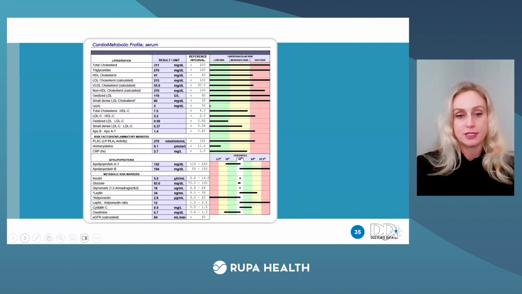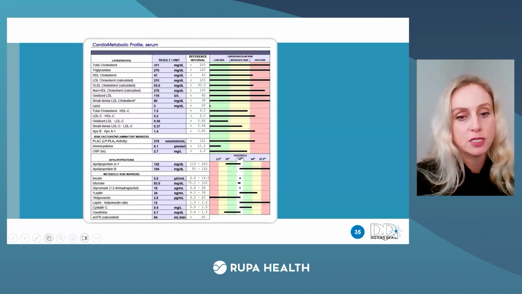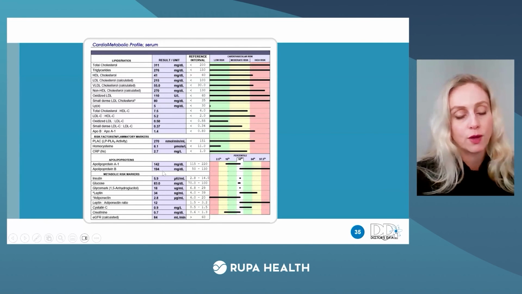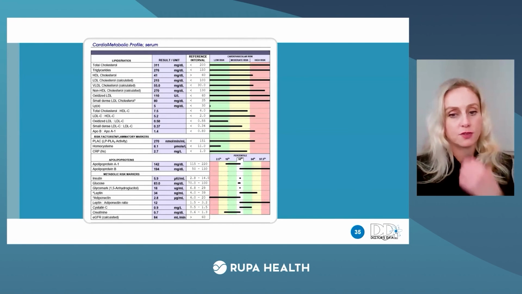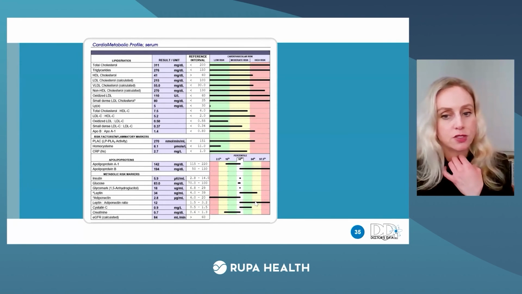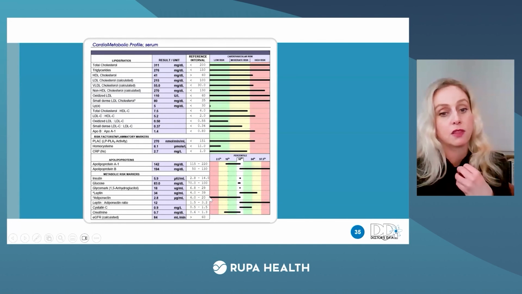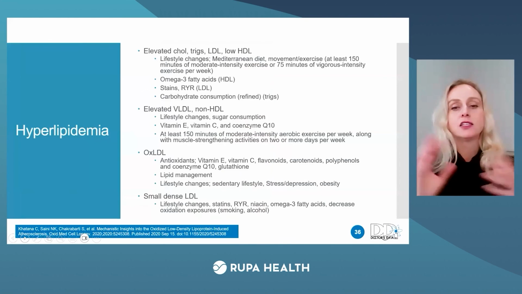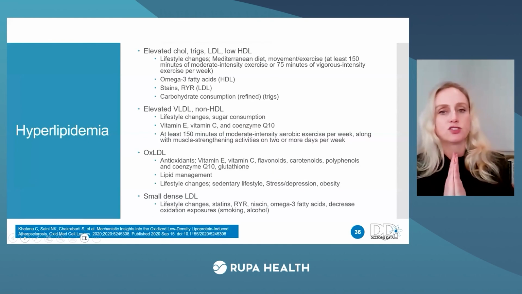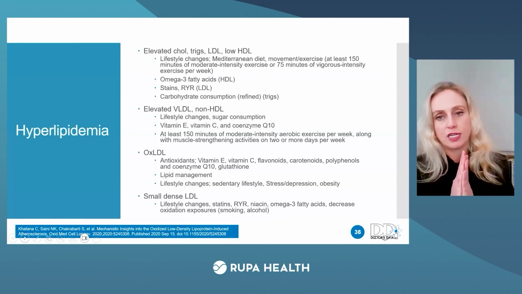HSCRP is really high at 2.7. Again, our apolipoprotein B is 194. So that's showing us that the lipoproteins that are there can be contributing to endothelial inflammation and atherosclerosis. Her leptin looks okay. Her adiponectin is definitely too low, so she needs to remediate with lifestyle strategies. Again, the hyperlipidemia is going to be addressed via lifestyle strategies, the Mediterranean diet.